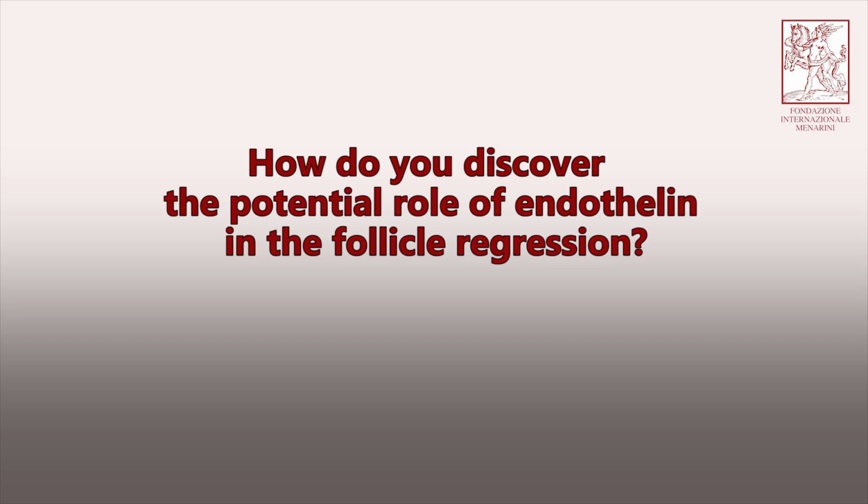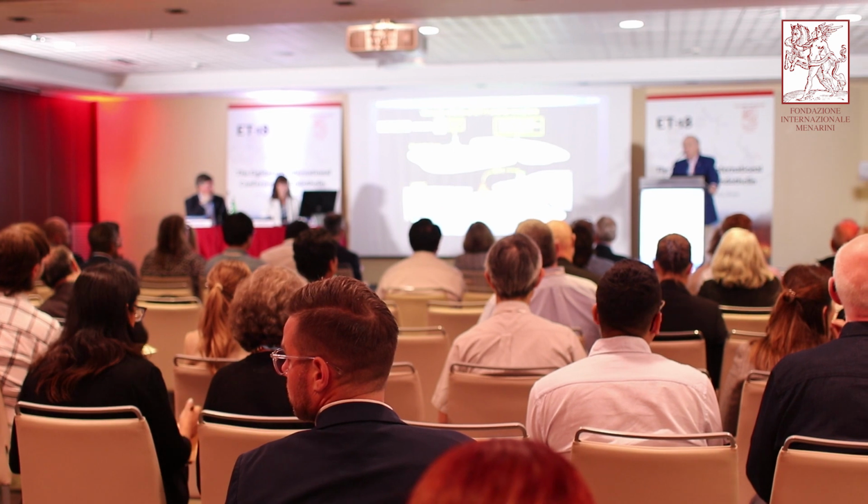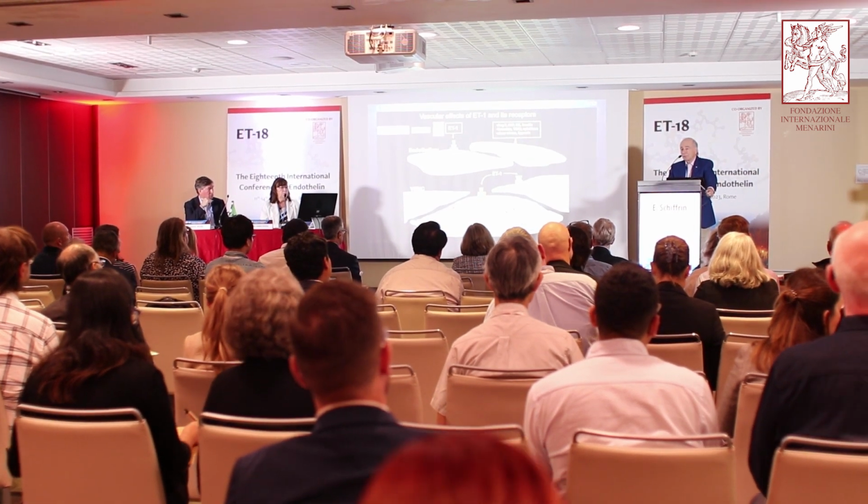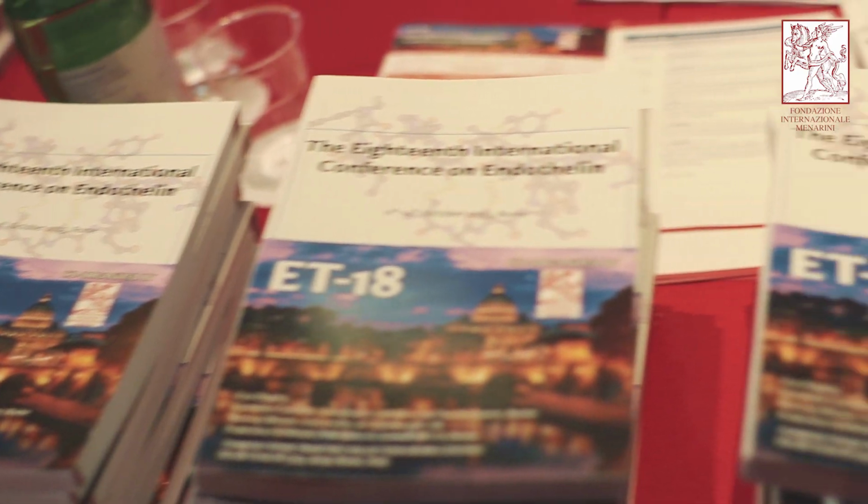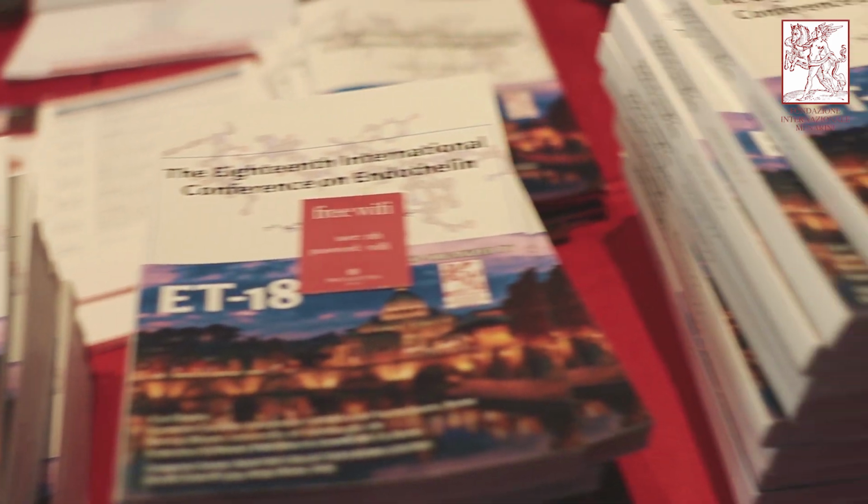How do you discover the potential role of endothelin in the follicle regression? So originally we worked on figuring out how specialized cells, the niche cells, the mesenchymal cells, control the stem cells during the regular hair growth cycle. And in this context, we found that the cells surrounding the hair follicle are in fact smooth muscle. And so now the most natural thing was to ask how contraction of this muscle is regulated.